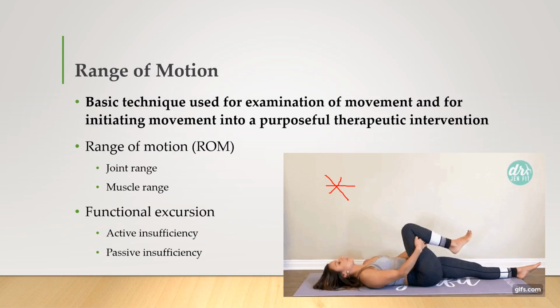The next thing I want to talk to you about, under this bullet point here, is what we call functional excursion, which just means taking the muscle from its most shortened position all the way to its most lengthened, or vice versa. The two concepts that fall under functional excursion are active and passive insufficiency. A lot of students mix these concepts up or don't fully understand them, so we're going to do a good job of explaining this.